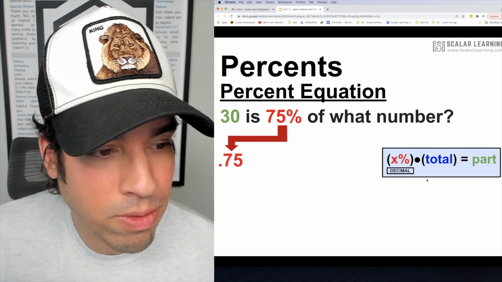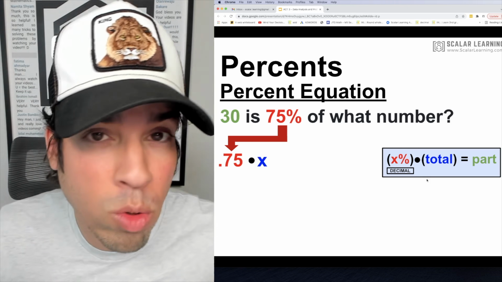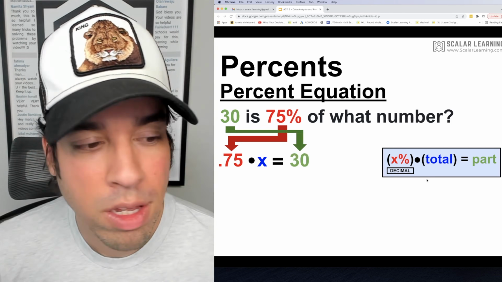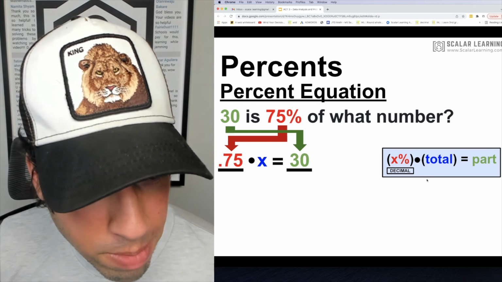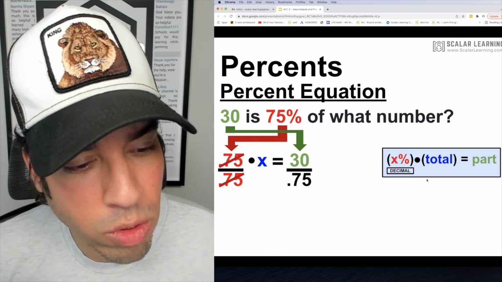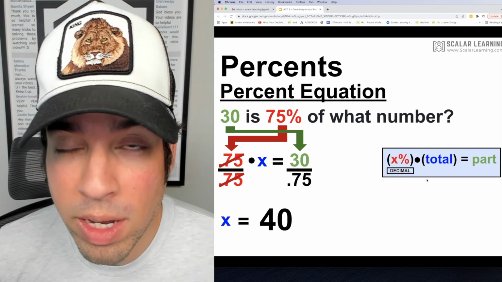So 0.75, again, that's my decimal equivalent of 75%, times what total? We don't know. We're going to try and figure that out. So that's our X equals our part, which is 30. Same deal, we divide by 0.75, variable isolation, get rid of that 0.75. So 30 divided by 0.75 is, of course, 40 for the win, done.